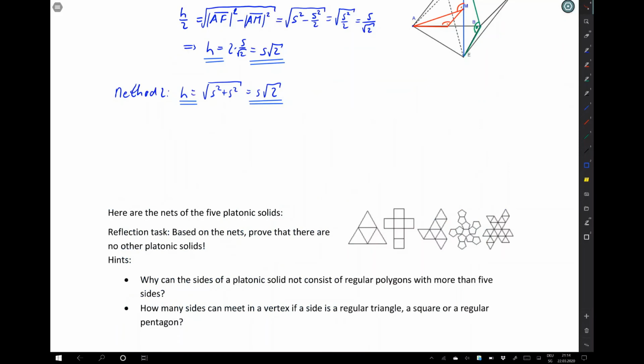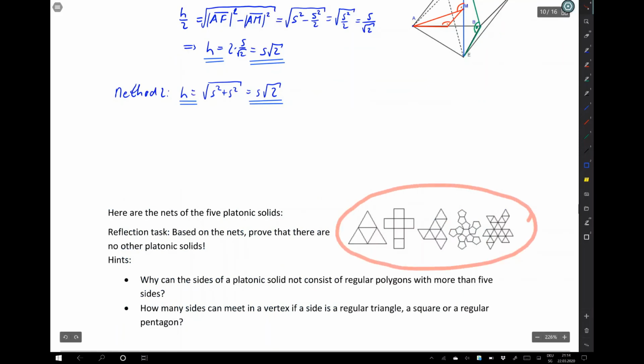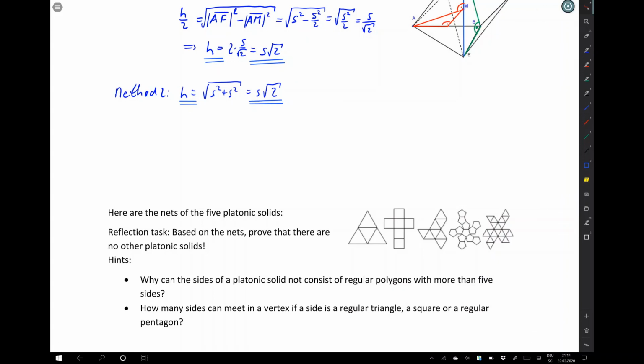Here on the bottom you see the nets of the 5 Platonic solids, and using these nets we can now show that there can't be other solids that are Platonic. Just think about how we can show that using these nets.